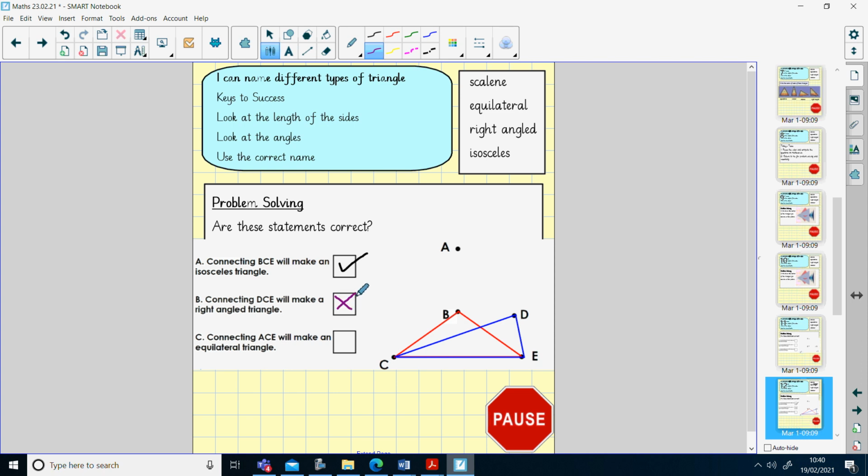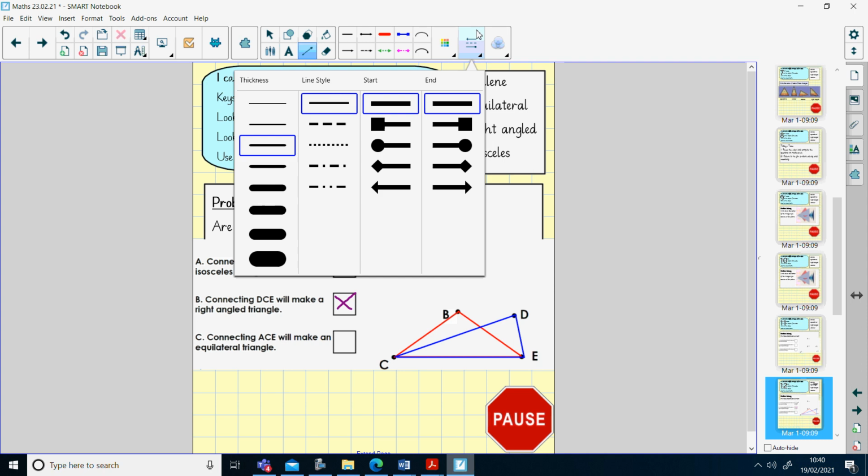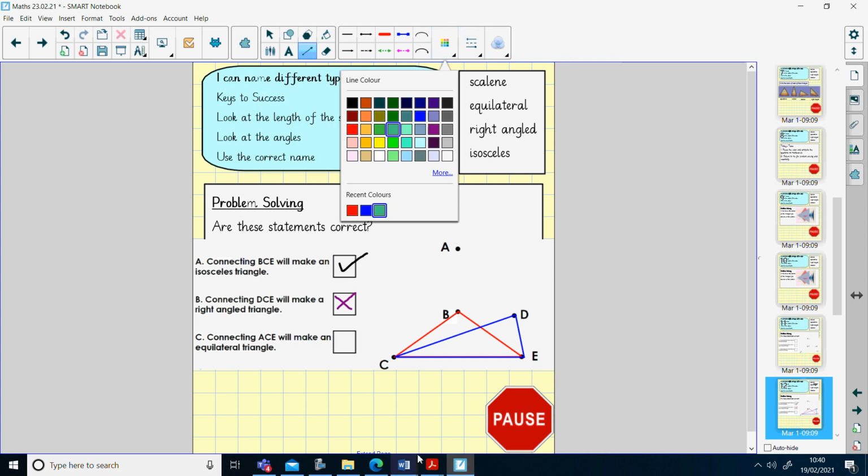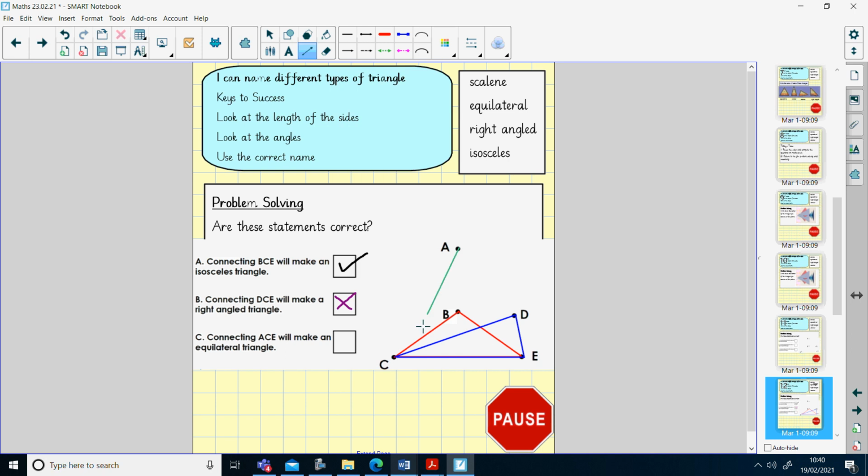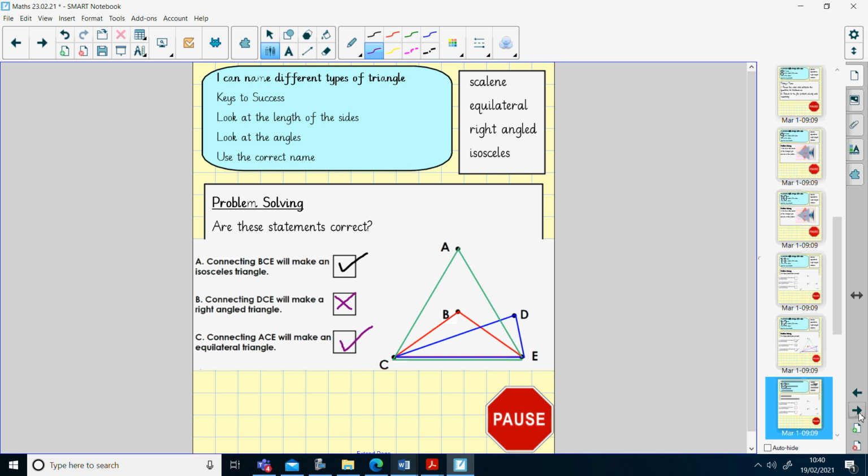Then we're going to connect A, C and E, and I'm going to use my favourite colour. I'm going to use green. So does connecting A, C and E make an equilateral triangle? Let's have a look. What do you think, Year 4? I think it does. That's looking like three very equal sides. So A and C were correct. Well done if you got that right.